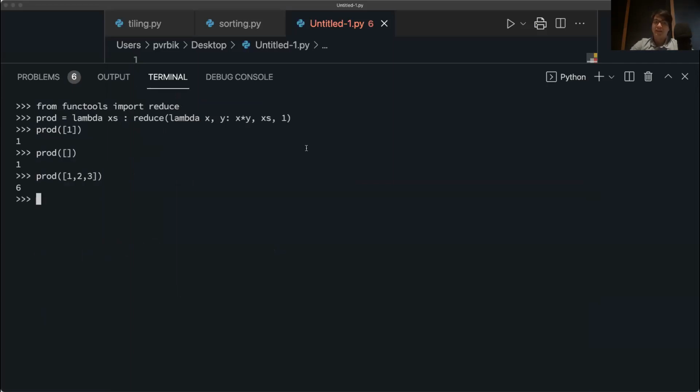Okay, so now I have my product operator. And look at this. This is such a nice statement. If we had to do this using our old techniques, we would need a function, a for loop, and returns. This is the kind of stuff that I love.